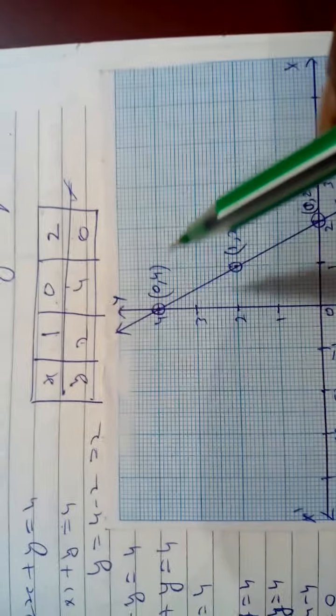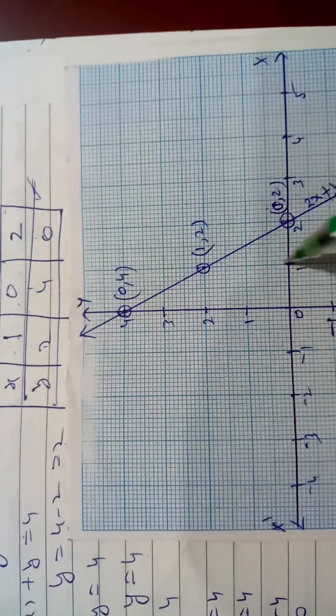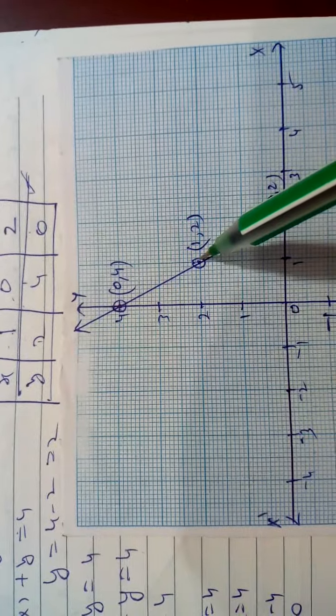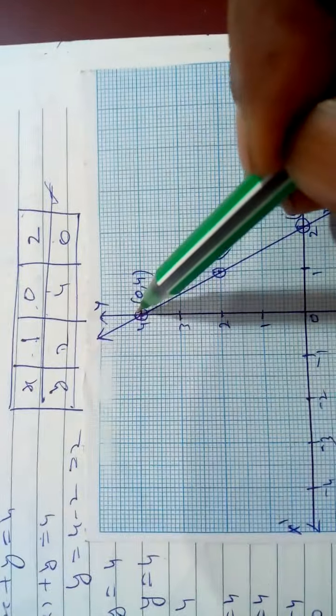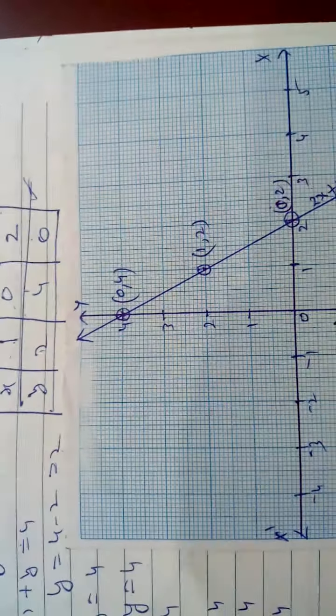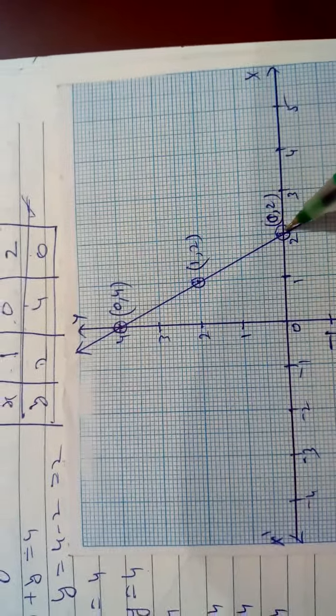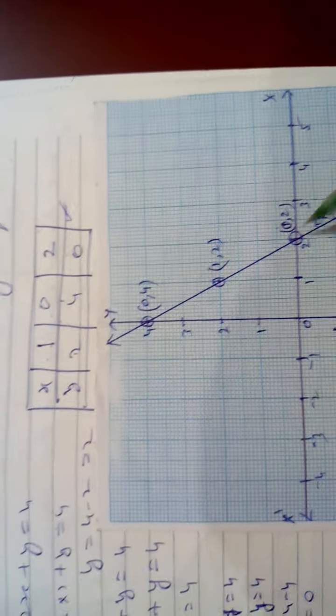So first coordinate is (1, 2). Where is the (1, 2)? (1, 1) we will take first, and then go here, put a dot and circle. (0, 4): on 0 you will get 4, put the full dot here and circle it. And the (0, 4) and (2, 0).